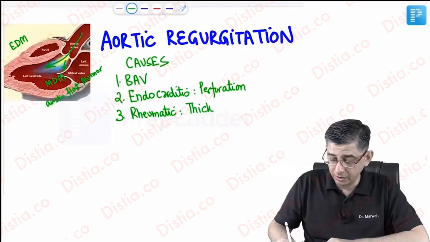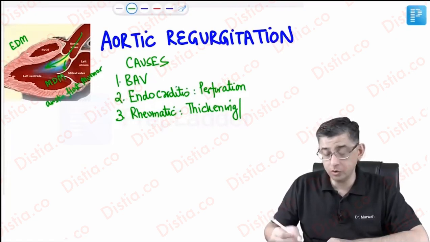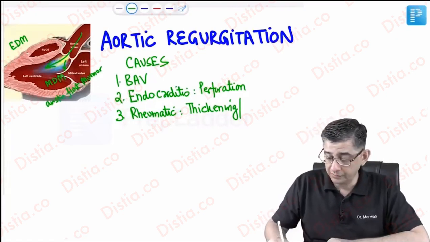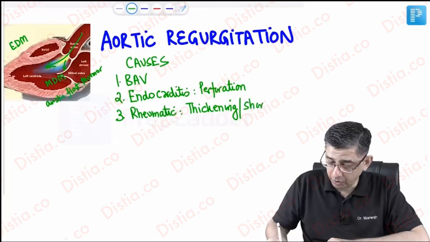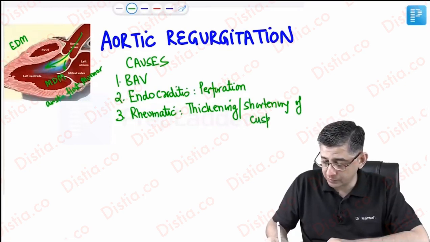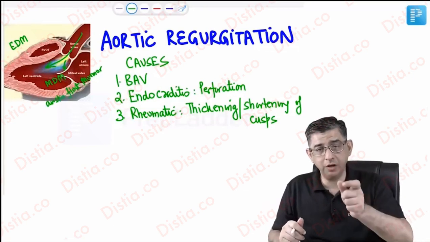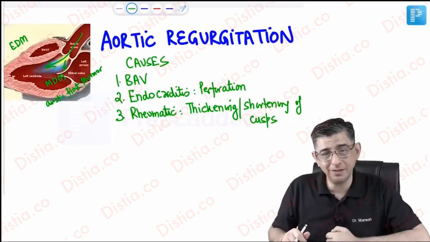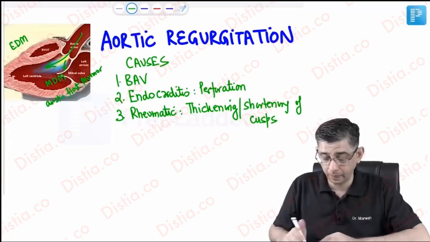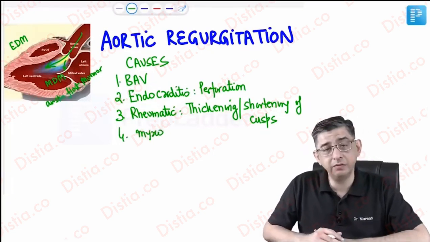See, the logic is initially there will definitely be thickening of the cusps of the valves, but subsequently there will also be fibrosis. This fibrosis will contribute to shortening of the valve cusps. Now, if you read the statement carefully, when I say shortening of the valve cusps, their coaptation will not be proper. If they're shorter, there will definitely be a gap present through which blood can leak. Cause number 4 will be myxomatous degeneration of the valve.